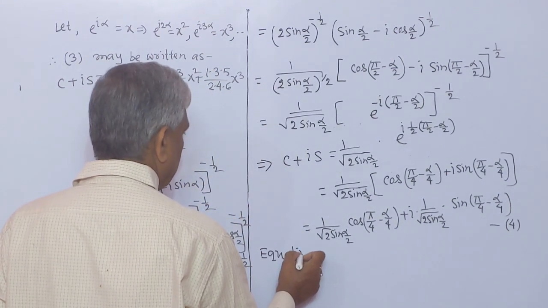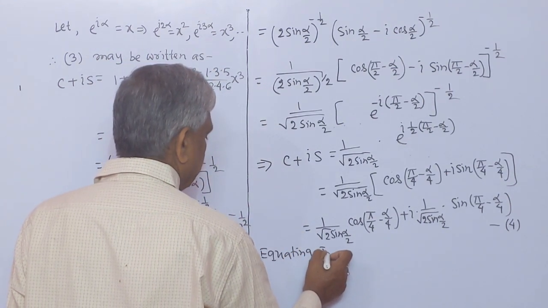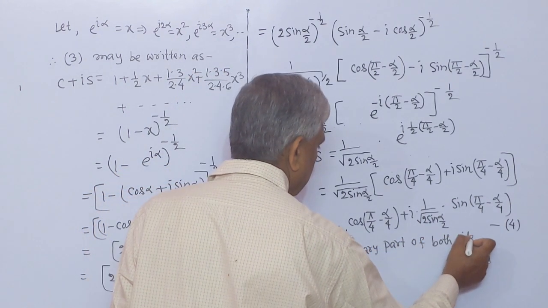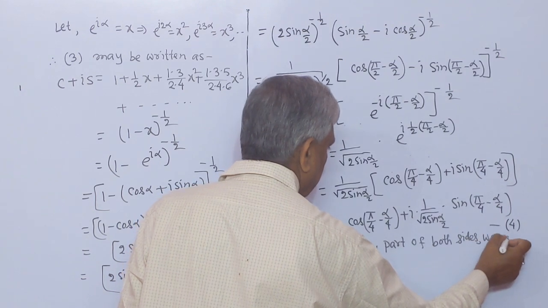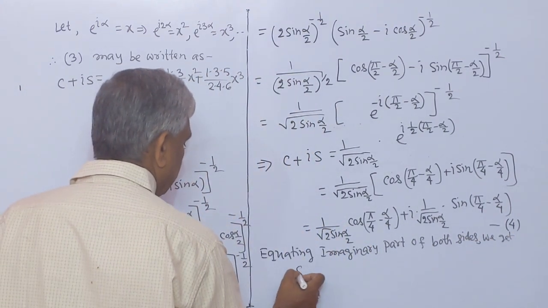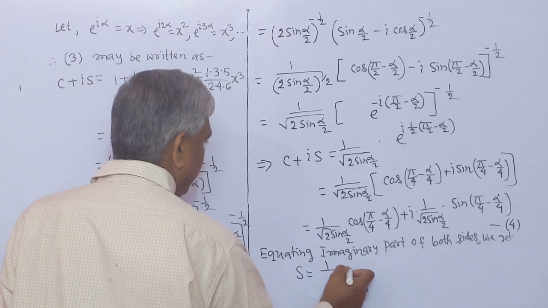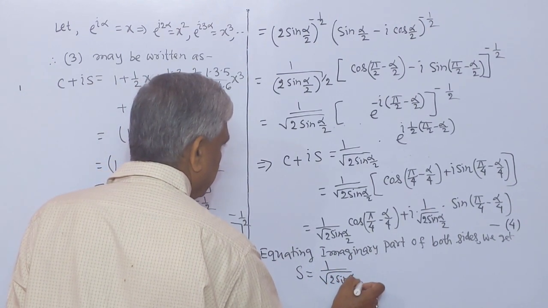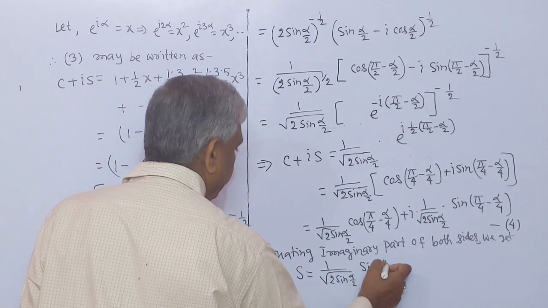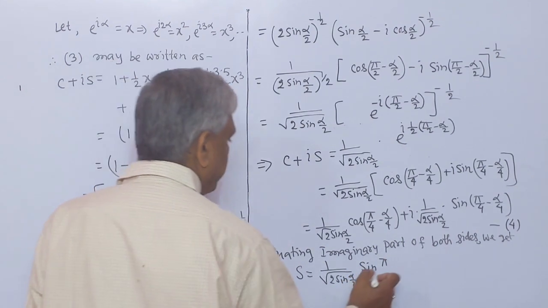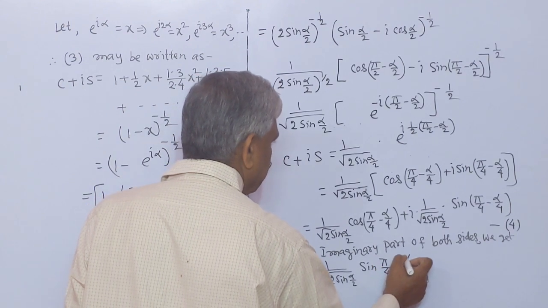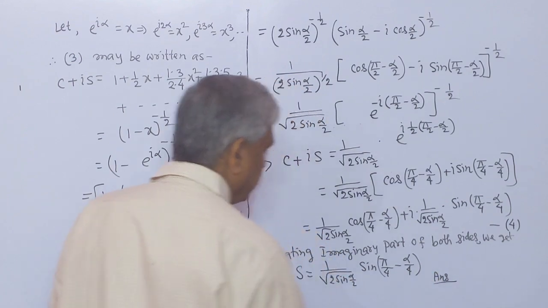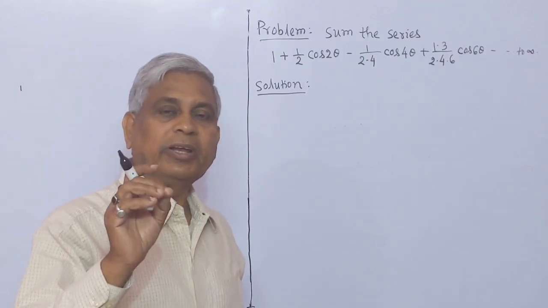Equating imaginary parts of both sides, we get S equal to 1 by square root 2 sin alpha by 2 sin pi by 4 minus alpha by 4. This is the required answer. Now we solve the next problem.